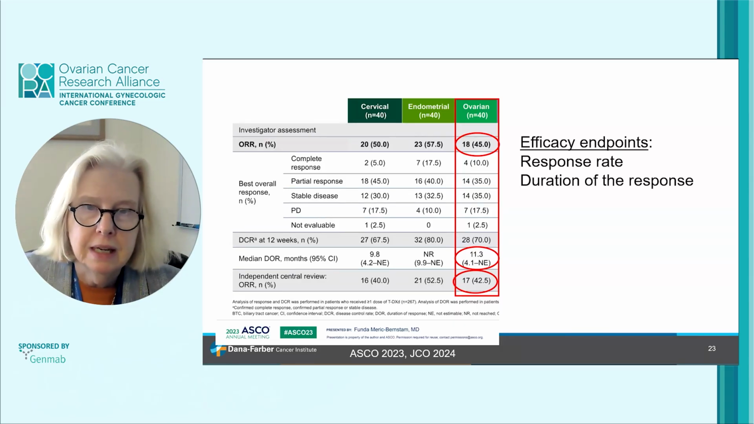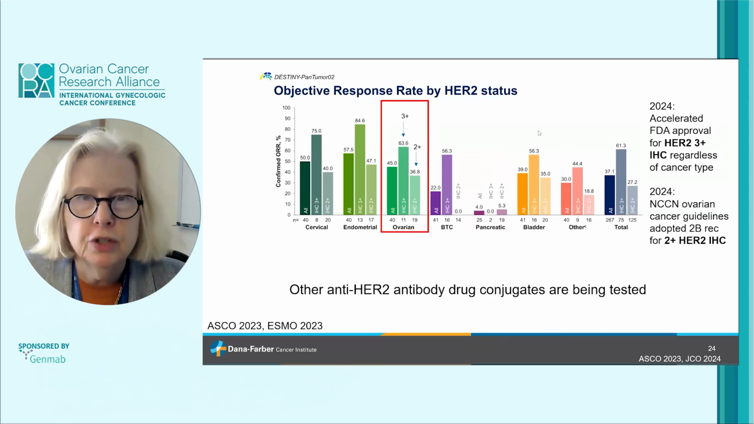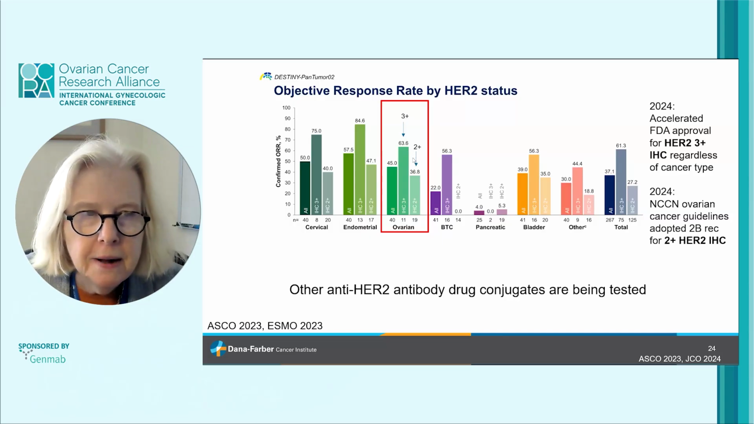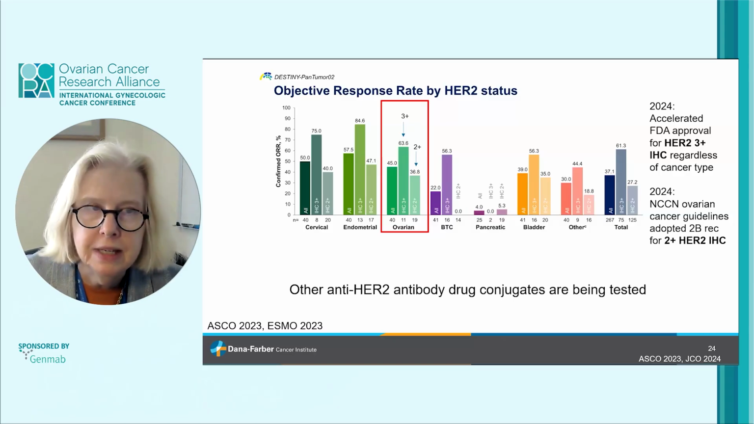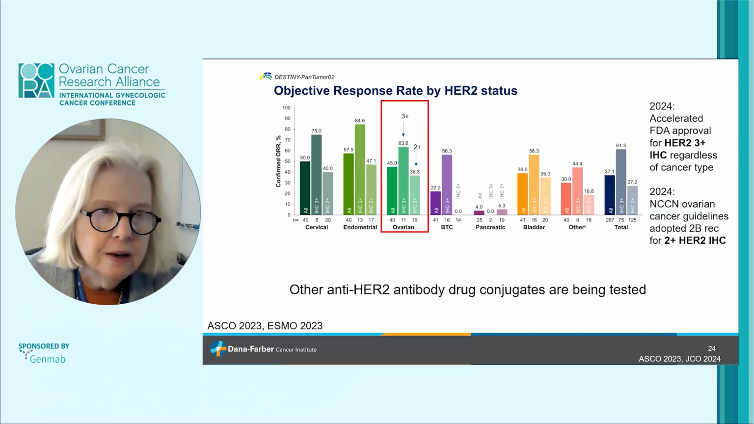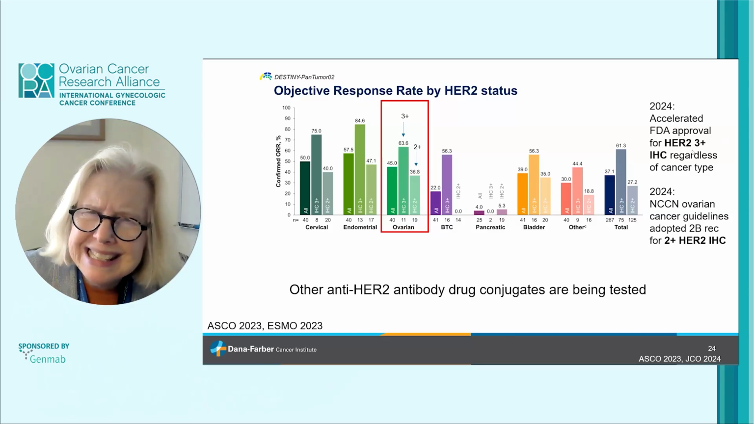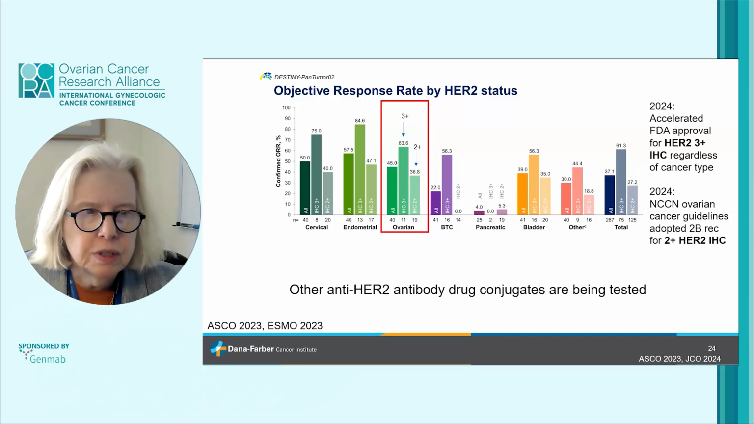These are the efficacy endpoints. And when you look at the level of HER2 expression, so 3+, the response rates are higher than 2+. And on the right, in 2024, the FDA gave an accelerated FDA approval, tumor agnostic, for HER2 3+ IHC. So 3+ is not that common in ovarian cancer, but it happens. So it's certainly worth checking.